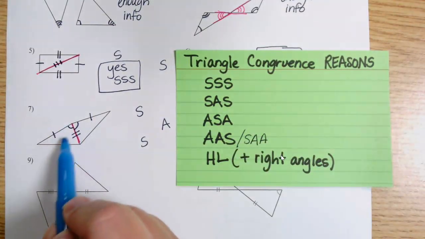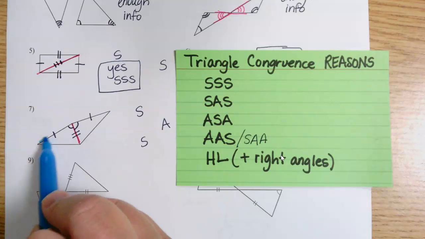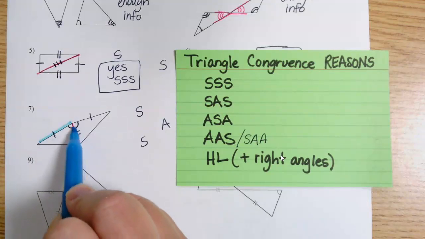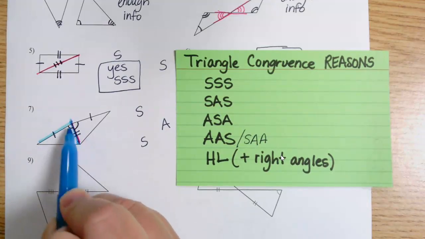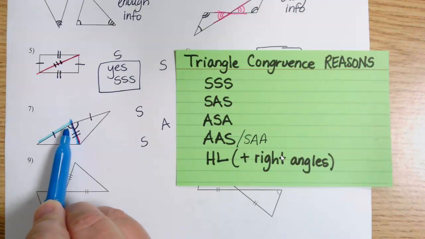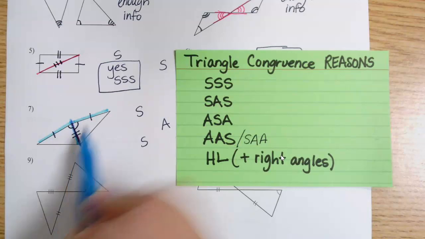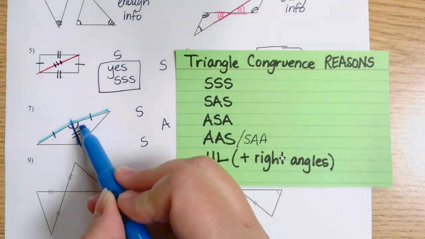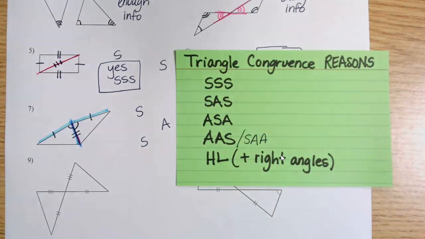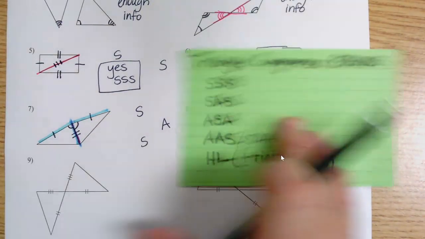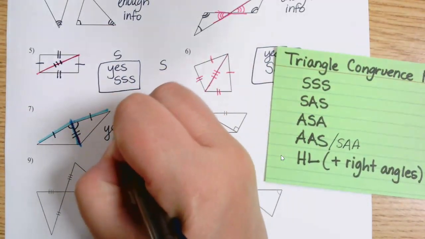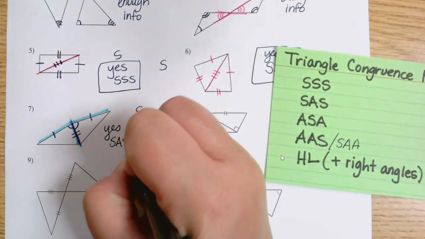So on this triangle over here, for instance, here's a side, here's a side. Is the angle that's marked the one right where they meet? Yes. Over here, here's a side, here's a side. Is the angle the one where they meet? Yes. So it is the included angle. So because of that reason, this is a yes by SAS.